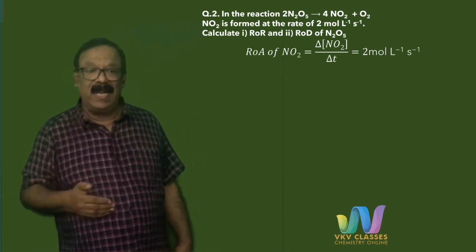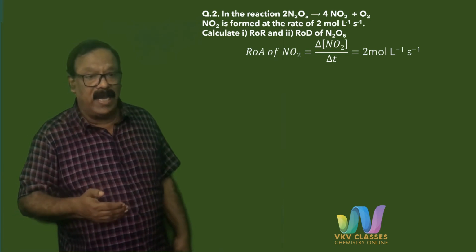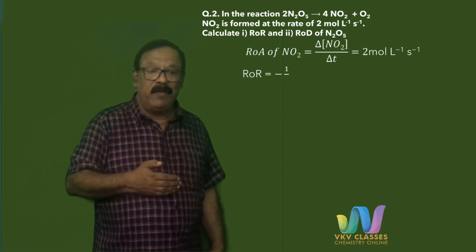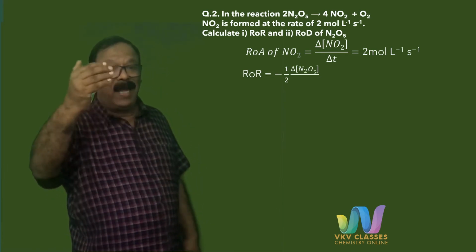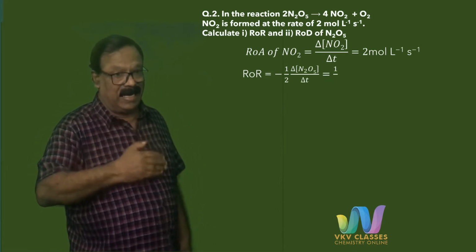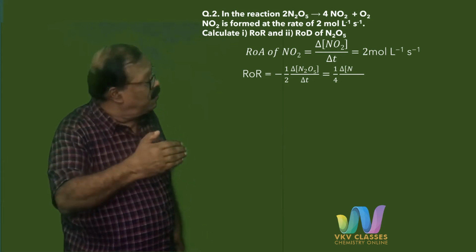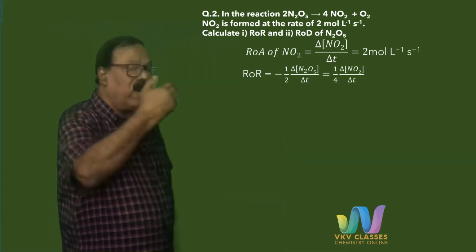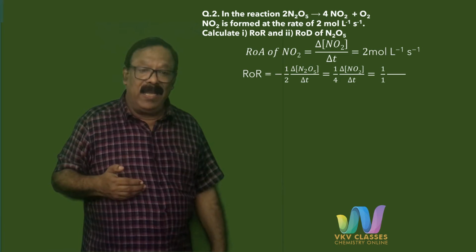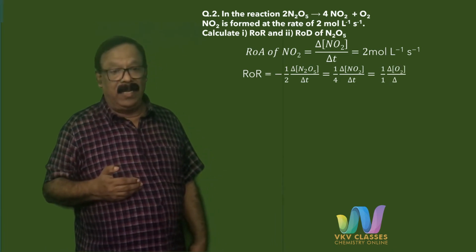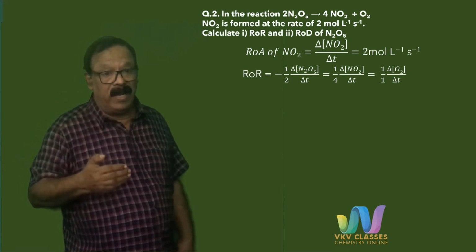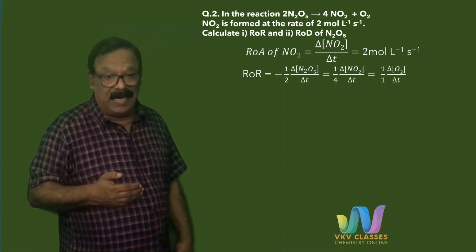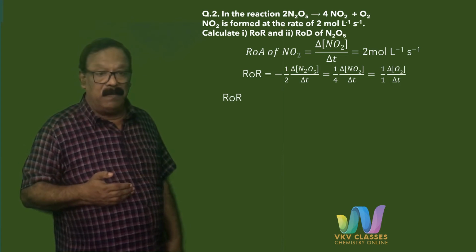That is the data given to us. Now how do we write the rate of reaction? Rate of reaction will be equal to minus 1/2 delta N2O5 by delta T. This will be same as plus 1/4 delta NO2 by delta T, equal to, in the case of oxygen, plus 1/1 delta O2 by delta T. So how much will it come?